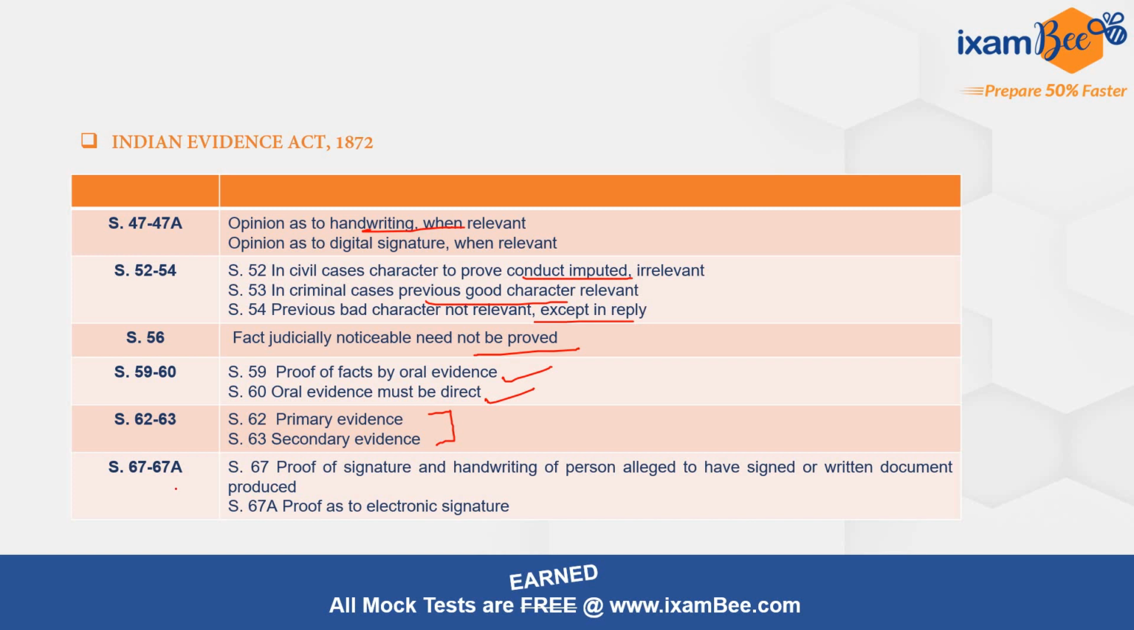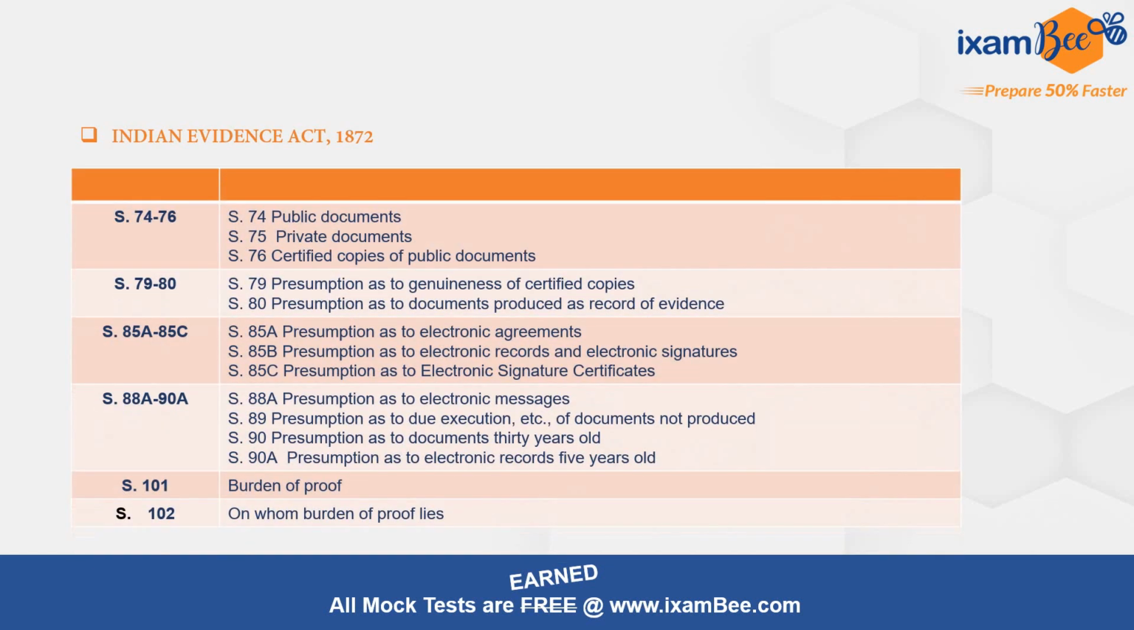Section 67, 67A, that is proof of signature and handwriting of person alleged to have signed or written document produced, proof as to electronic signature. So these two are important. Then section 74 to 76, public document क्या है, provisions उससे related, private document, then certified copies of public documents. Section 79 and 80 important क्योंकि that is talking about the presumption as to the genuineness of the certified copies and the documents produced as record of evidence. तो ये दोनों से related presumptions के जो भी provisions important हैं.